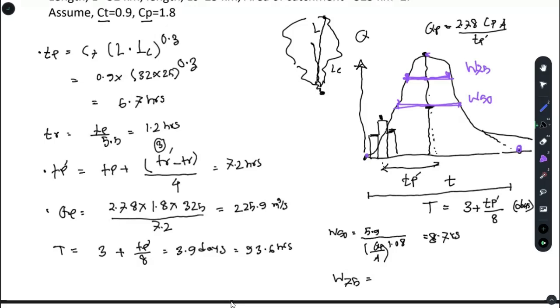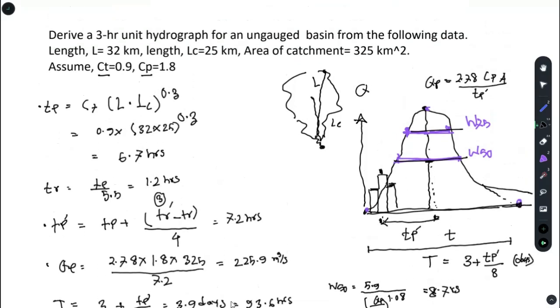Later you will get W75. For W75 you have a very plain formula: W50 over 1.75. You have W50 of 8.7. If you divide by 1.75, you will get a value of 5 hours. So this is how you can draw the unit hydrograph here. Here the T would be 93.6, so this length over here would be 93.6 and the height of QP would be 225.9. You have W75, you have W50, and you know the TP prime here. So this is how you can actually draw a synthetic unit hydrograph.